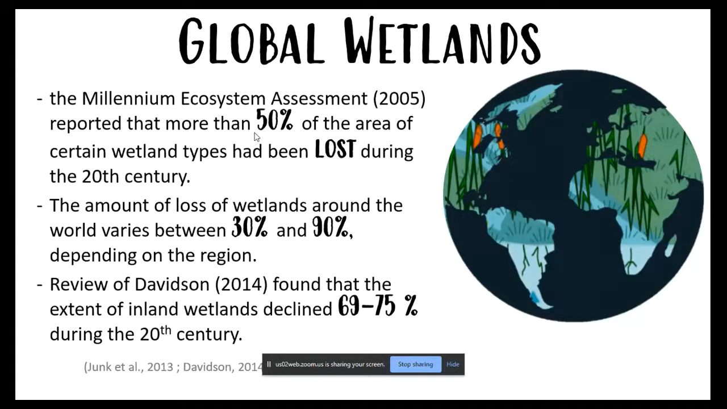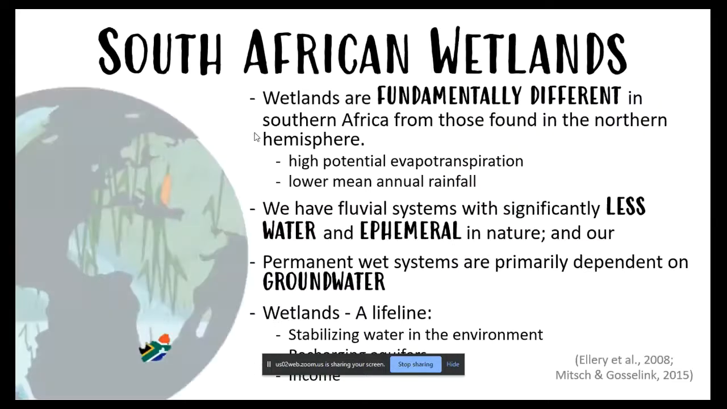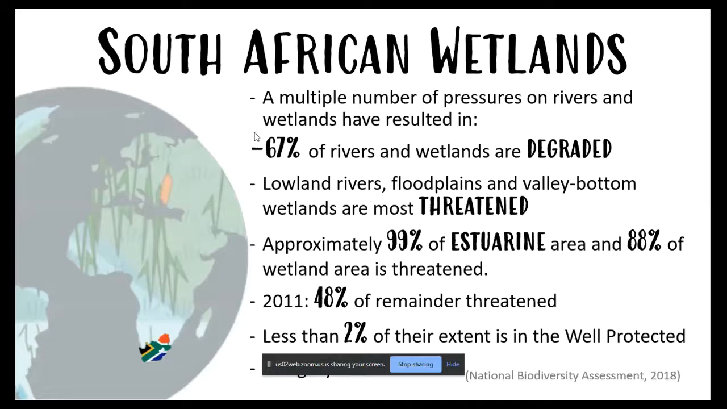Unfortunately, more than 50% of the area of certain wetland types has been lost during the 20th century. I won't bore you with the details, but this is a very sad situation and we are really losing valuable biodiversities and habitats. In South Africa, our wetlands are fundamentally different in terms of our high potential evapotranspiration and low mean annual rainfall. We have fluvial systems with significantly less water and ephemeral in nature, and our permanent wet systems are primarily dependent on groundwater. So wetlands really are a lifeline. Unfortunately, 67% of rivers and wetlands in South Africa are already degraded, and many more remain threatened as well.